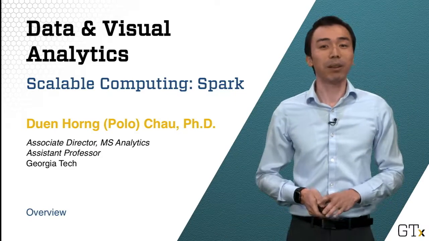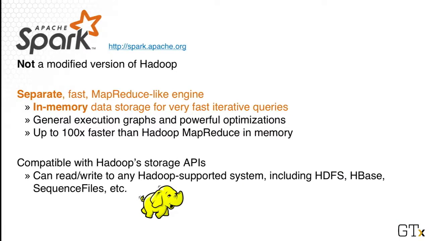Hi everyone, today we'll look at Spark. Spark is a popular distributed computing framework that many people call Hadoop 2.0. It is in fact not a modified version of Hadoop, but it was created to address some limitations of Hadoop.